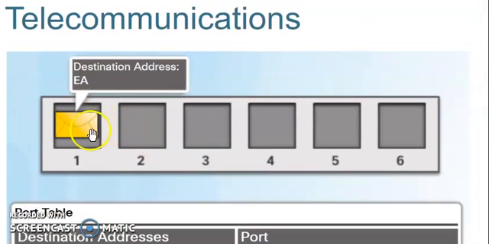Now the switch will forward this frame through port number 4. So through this port it will forward the frame. So this is the outgoing port. We can call this port an egress port. So the switch is responsible to find out the egress port, the outgoing port. After that it will forward the frame through the egress port.